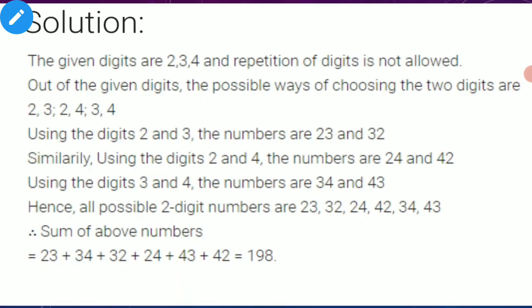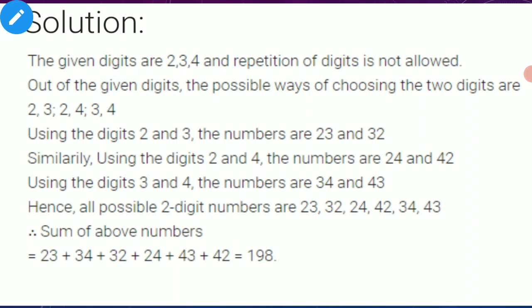So we have the digits 2, 3 and 4 and it is given in the question that repetition is not allowed. So out of the given digits, the possible ways of choosing two digits are: first we can take 2 and 3 and then write the possible numbers, then we will take 2 and 4 and write the possible numbers, and then we will take 3 and 4 and then write the possible numbers. So first of all, using the digits 2 and 3.